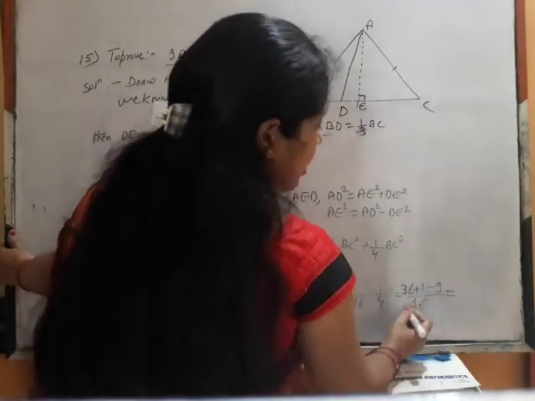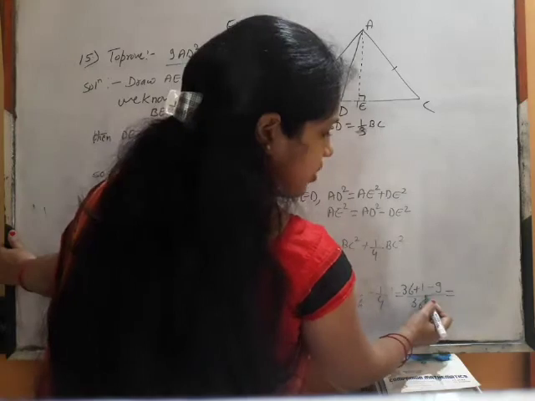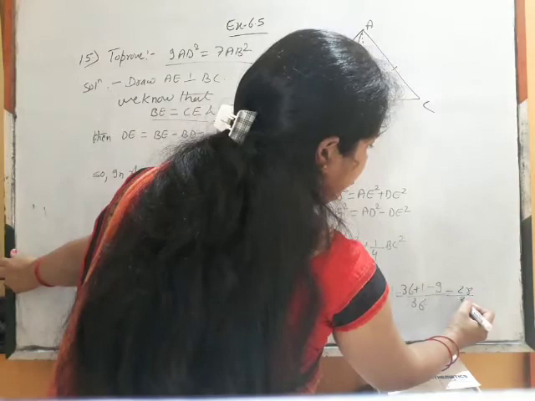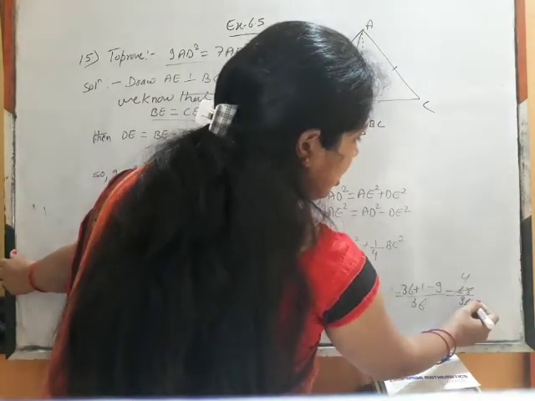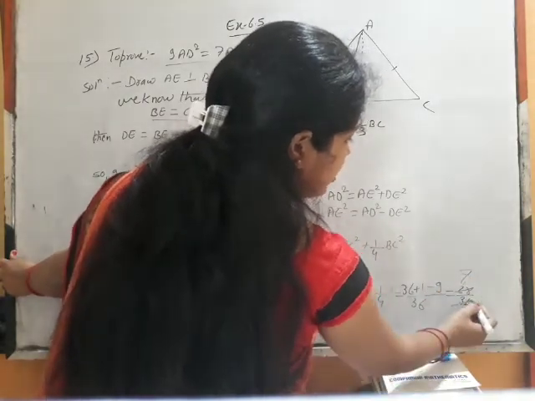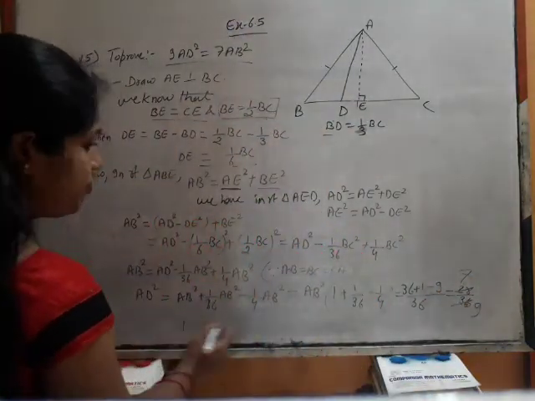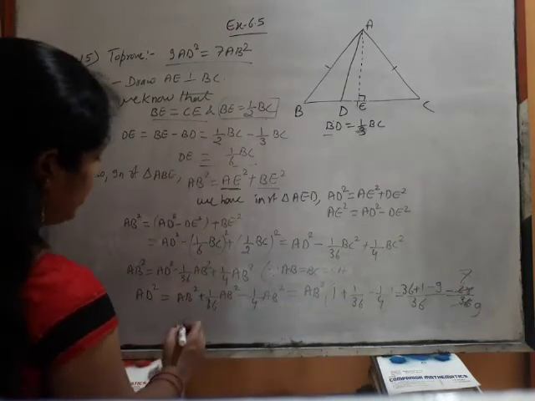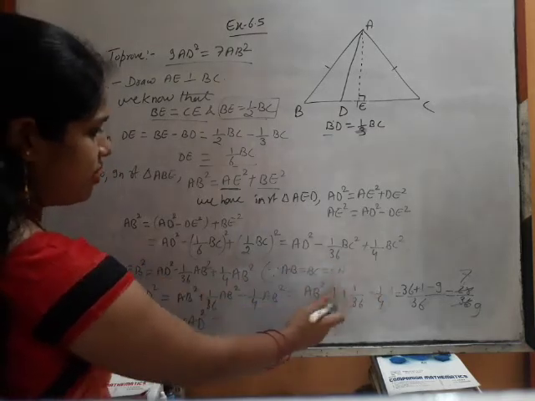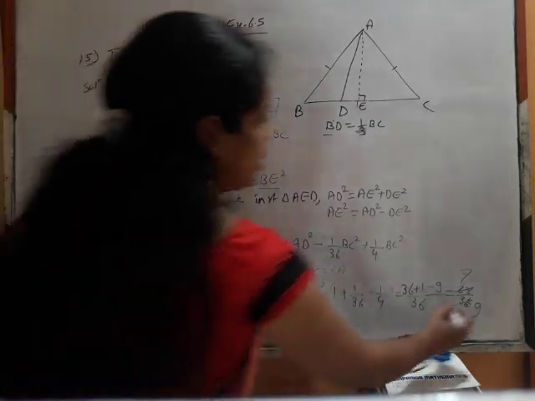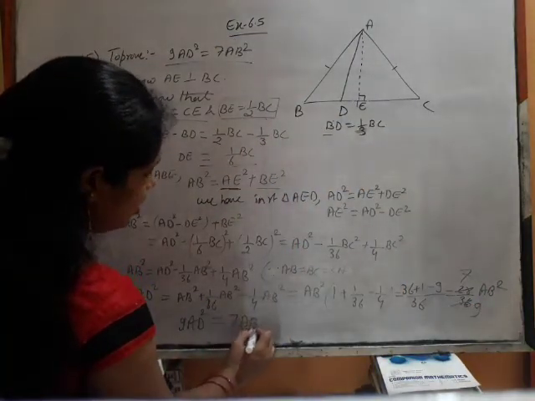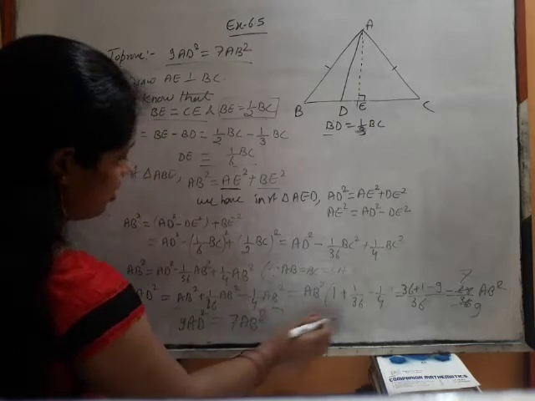So 9. Here 36 minus 8. 36 plus 1 minus 9 is minus 8. 36 minus 8, 28 upon 36. So 7 fours are 28, or 7 nines are... 4 sevens are 28 and 4 nines are 36. So finally we will get, this 9 will go to this side, that is 9 AD square is equal to this 7 will remain with this AB square. Here I have not written AB square, it will be here. So 7 AB square. So this is our result.